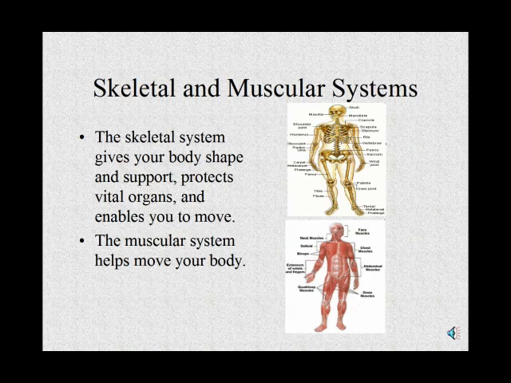The skeletal system gives your body shape and support. It protects vital organs and it enables you to move, so it has many different functions. Without your skeletal system, you would basically be like a big blob on the floor and you couldn't do anything. You would have no shape or anything, and none of your organs would be protected, such as your brain and your heart and your lungs.